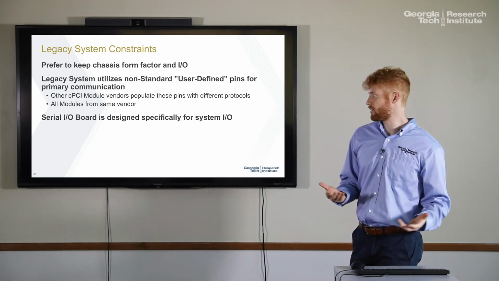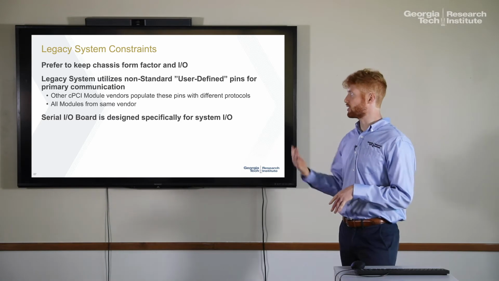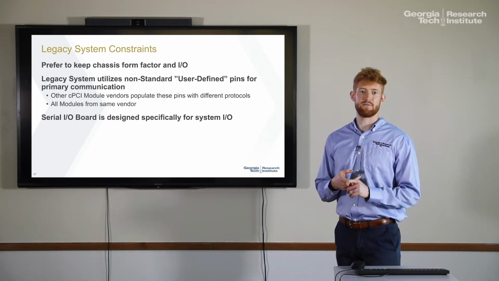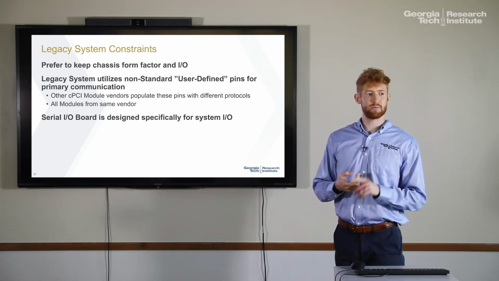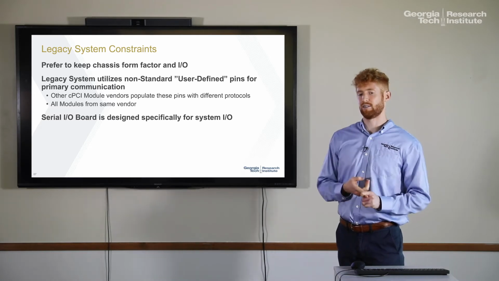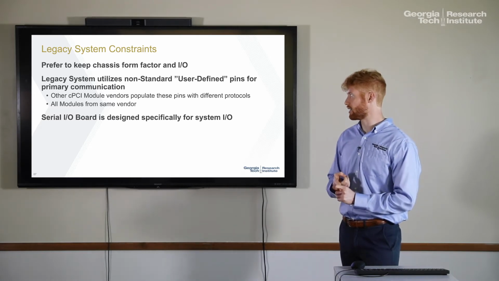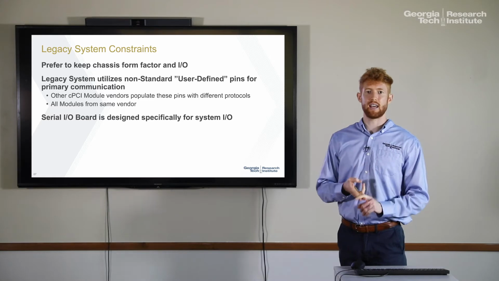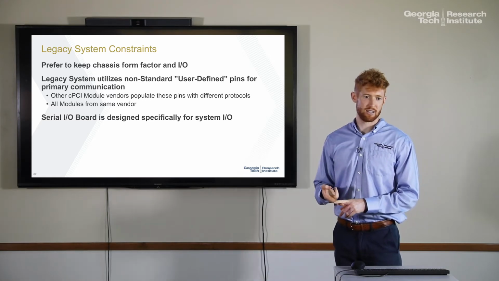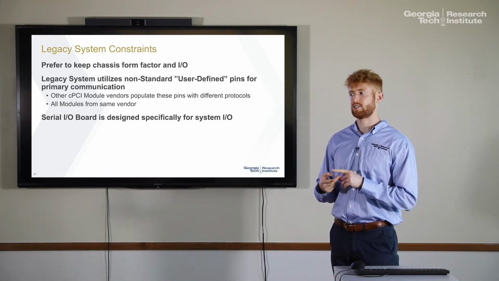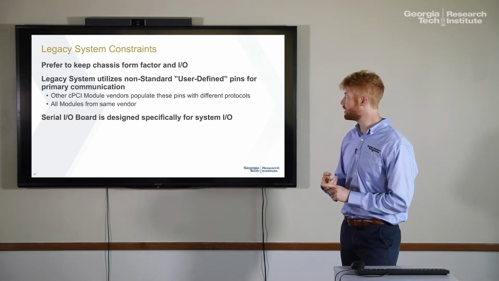What are some of the constraints of this design? Well, the major constraint is you've got to keep the chassis form factor and I/O the same. The platform isn't changing. The gap that the chassis is going to fit into is not changing, and the cables aren't going to change. The signals aren't going to change. So you need to make sure the form factor and I/O are the same.